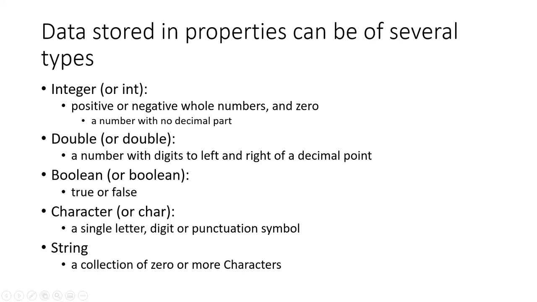Okay. If you want a decimal number, then you use what's called double. It's short for double precision value. So double can either be capitalized or not. And this is a number that has digits to the left and the right of a decimal point.